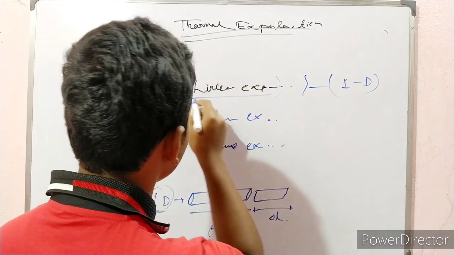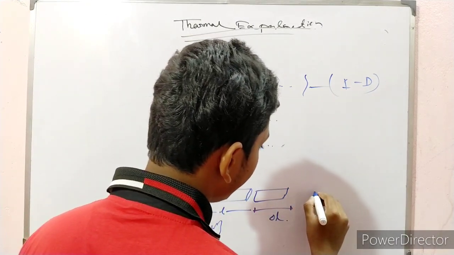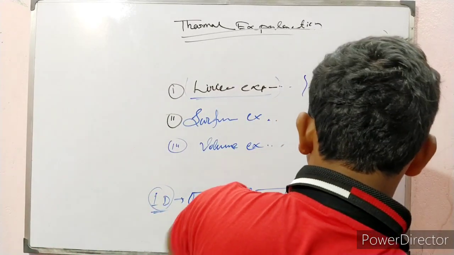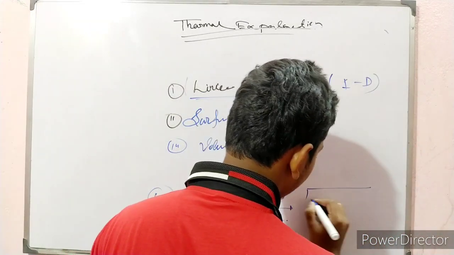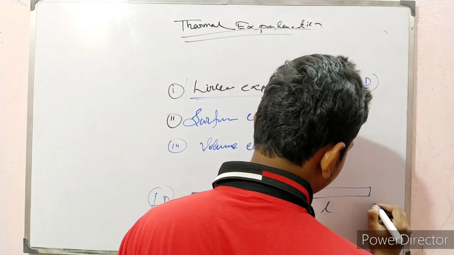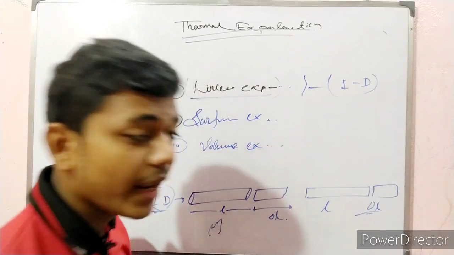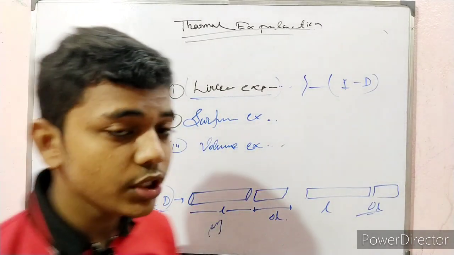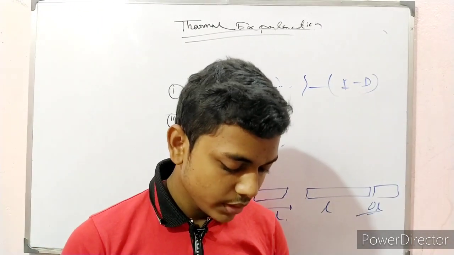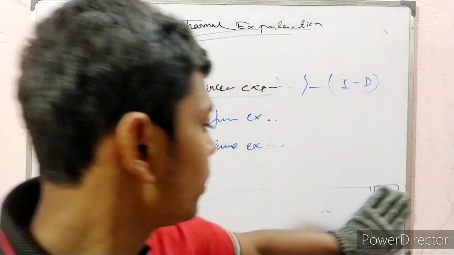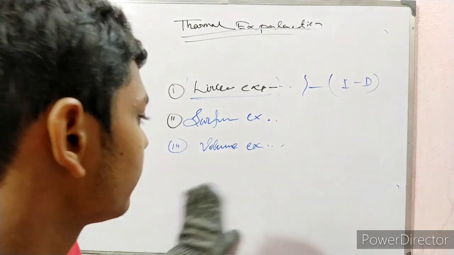Now linear expansion basically tells about the change of length. That is, L changes. When the length changes, meaning the length expands, this is said to be linear expansion. Now we're going to see surface expansion.